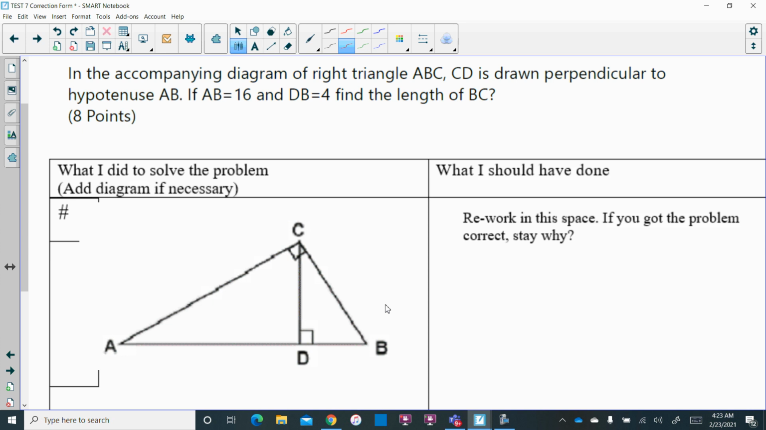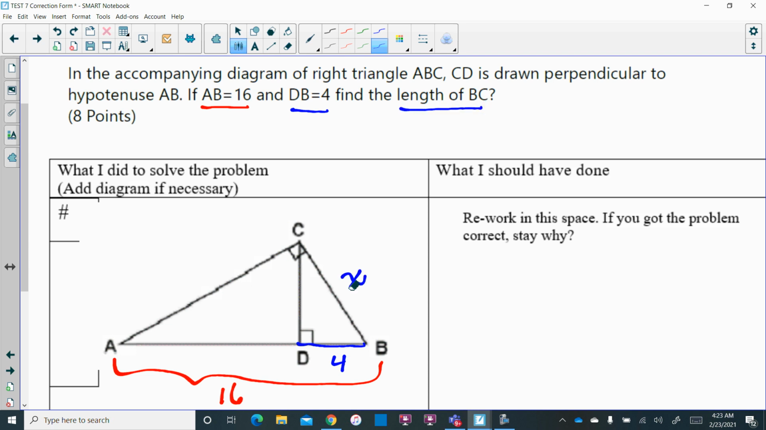Now, on this problem, you probably needed to draw it, and you had to label. In the company diagram, because this was given to you, it tells us that the CD is perpendicular to the hypotenuse, but it tells you if AB, so AB is the whole segment here, if that is 16, and it says if DB, that is this part here, is 4, they want us to find the length of BC, which is our missing leg. We should be doing boomerang here. I believe this one comes out to be a radical answer though.